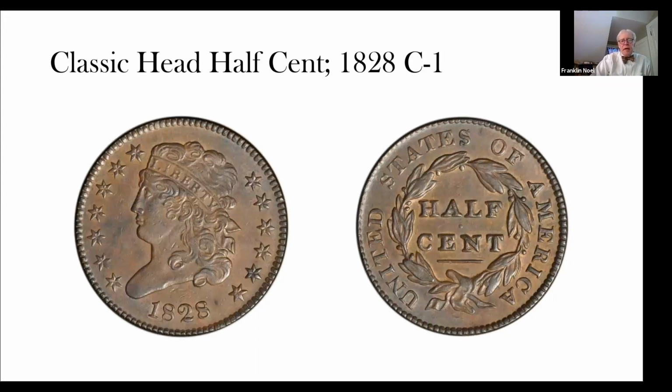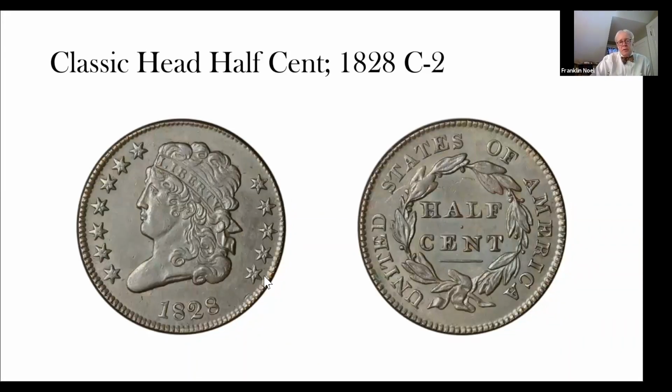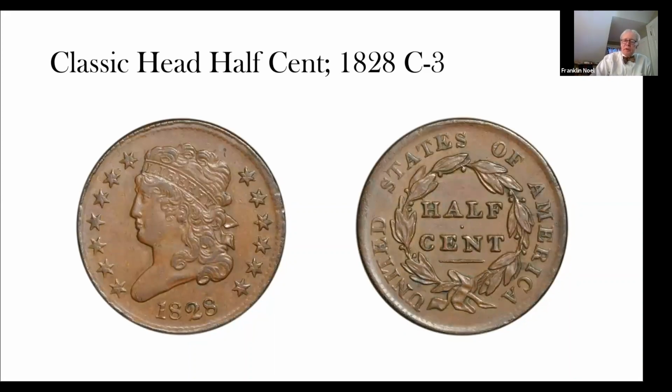There are three varieties for 1828. Each was struck from a different pair of dies. The C1 has the traditional 13 stars on the obverse. The C2 has only 12. Maybe the die sinker was drunk that day. The C3, like the C1, has 13 stars. All three varieties are readily available at affordable prices.